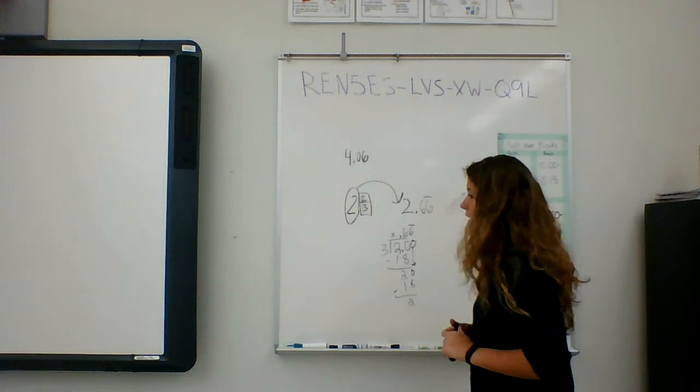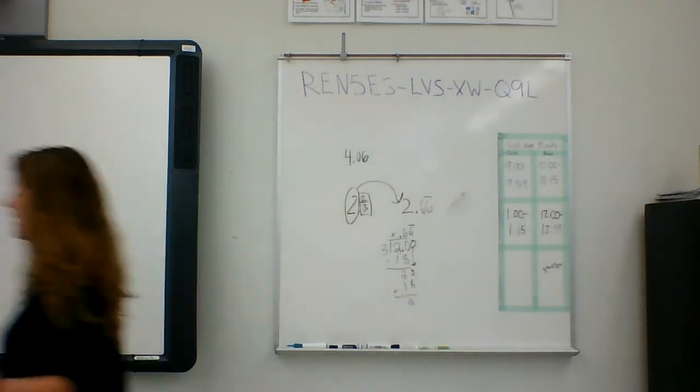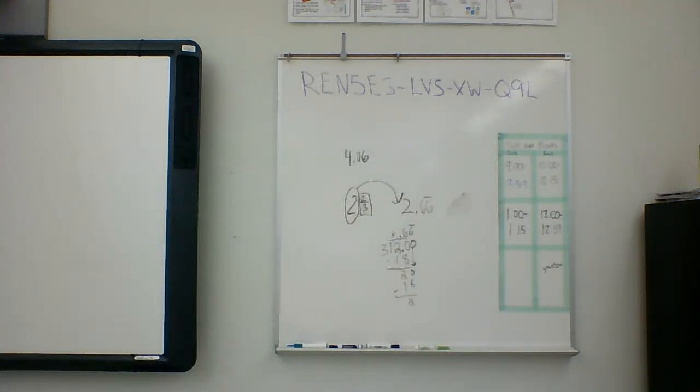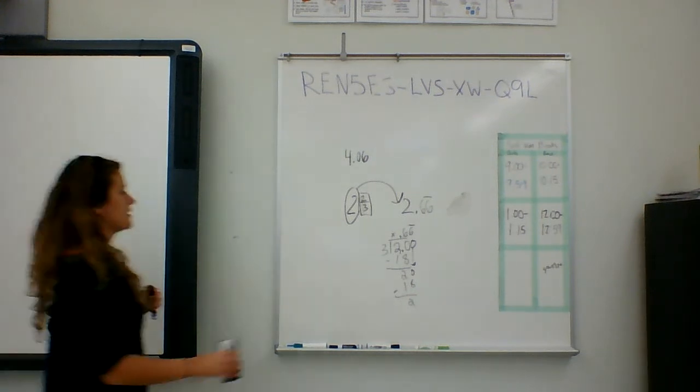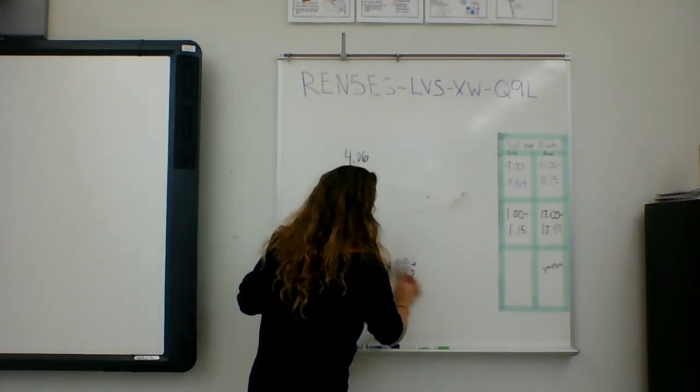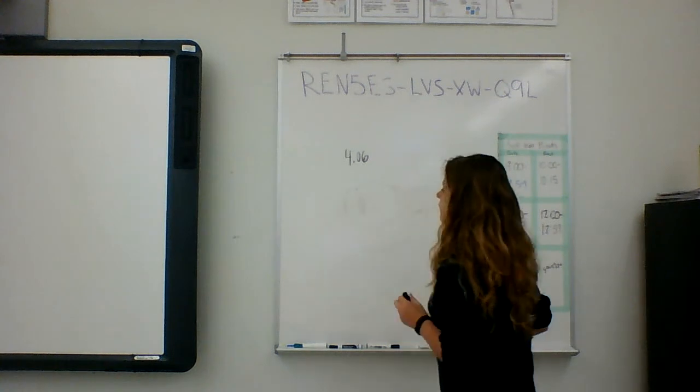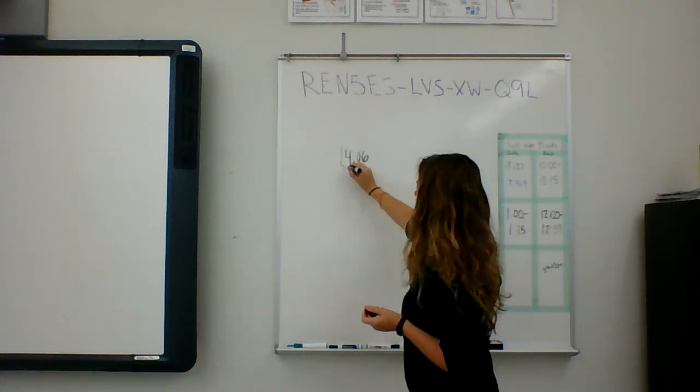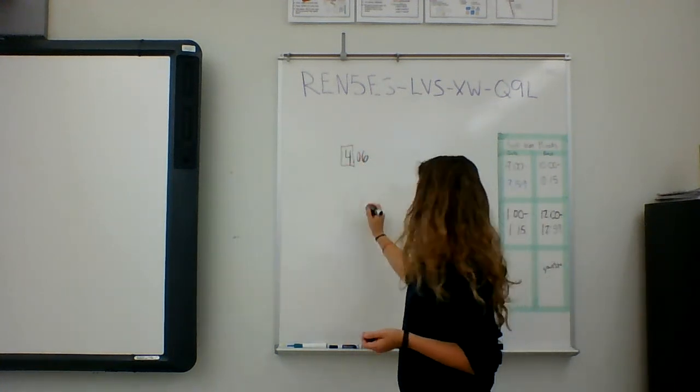That's example 1. Example 2, let me grab my eraser, sorry. The second example is moving this decimal into a fraction. So I have 4 and 6/10. I'm going to do the same thing. I'm going to keep this 4. It's always going to be a 4. I'll put it by itself.